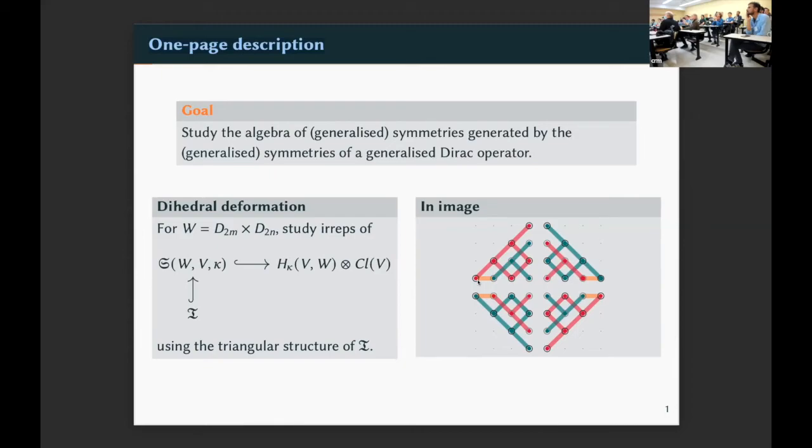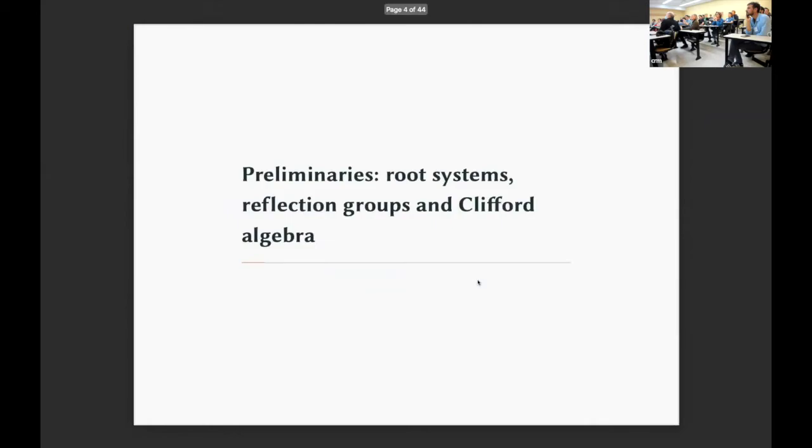What those images mean is, that's a bit shaky. The images mean a certain construction of the representation using the structure of a subalgebra. It will become clear at the end, or at least I hope. So, a small outline; we will skip it, and we will go straight to the preliminaries.